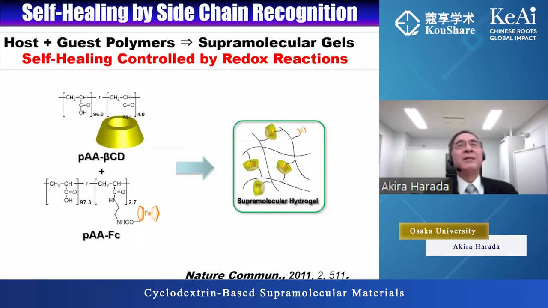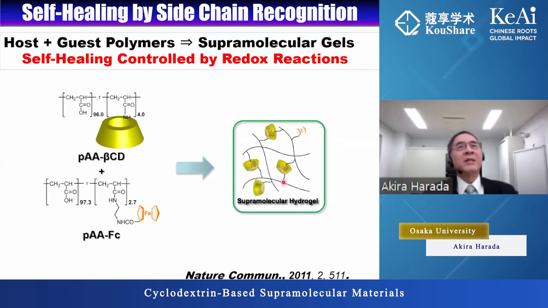I'd like to show you some examples. This is polyacrylic acid. Beta-cyclodextrin was attached to a part of the polymer chain, as shown here. This is soluble in water. Then the ferrocene group, this is the guest group, was attached to another polyacrylic acid polymer, at 2 or 3 mole percent. This is also soluble in water. When both solutions were mixed, they form a gel. As you can imagine, cyclodextrin includes ferrocene in the cavity to give a cross-linking point.